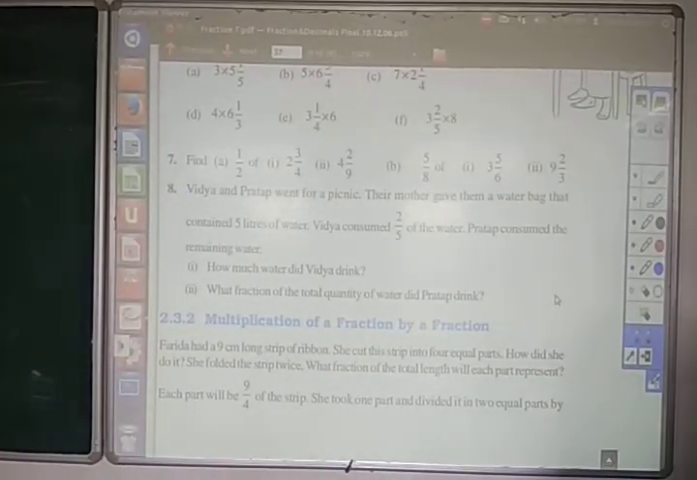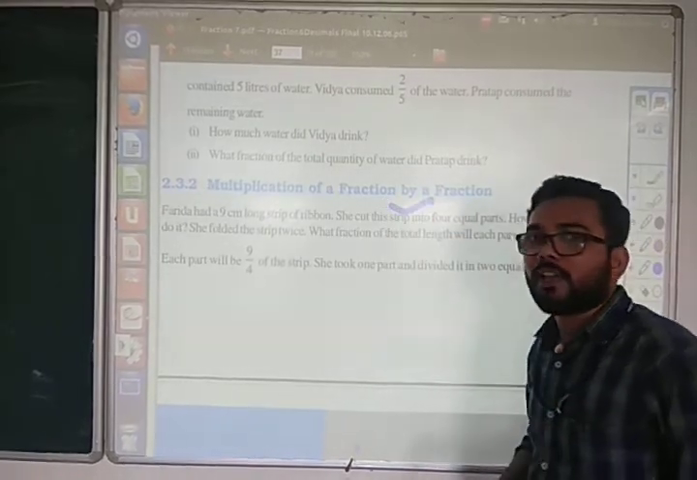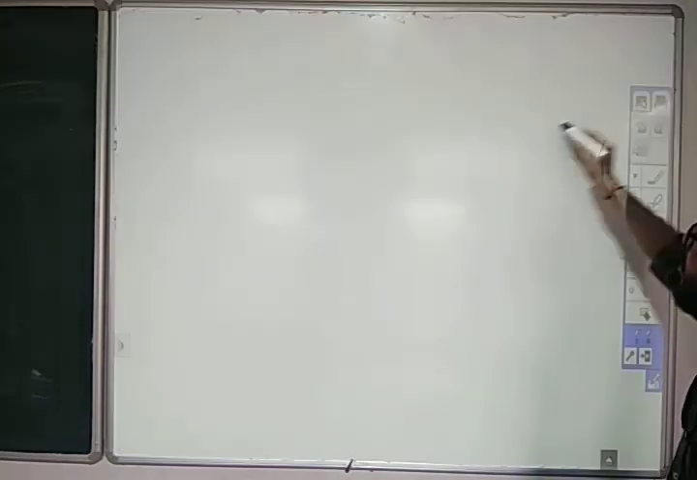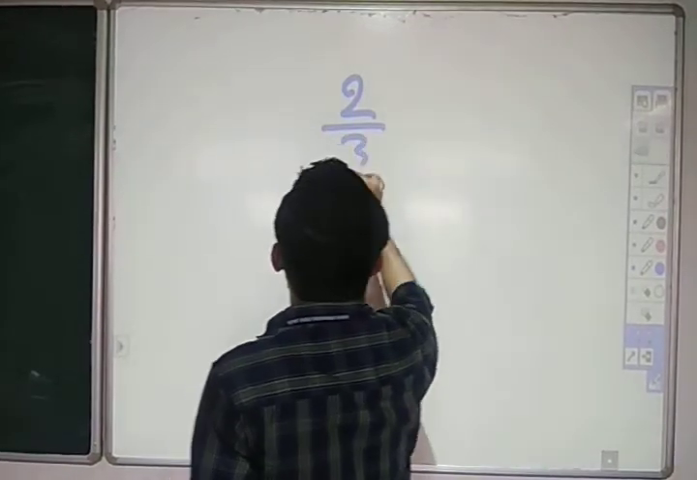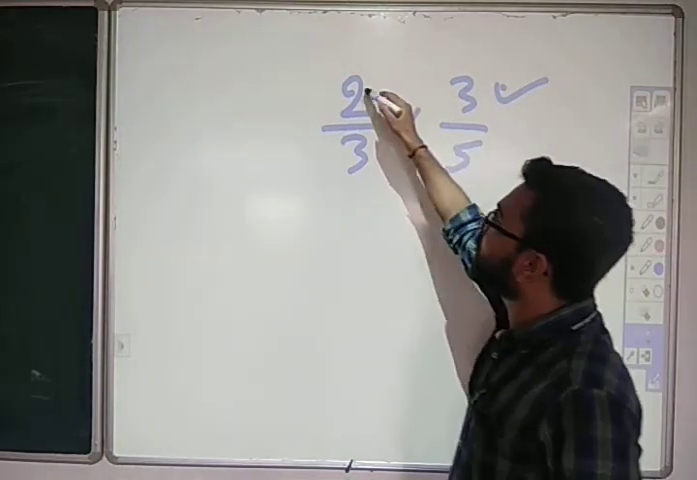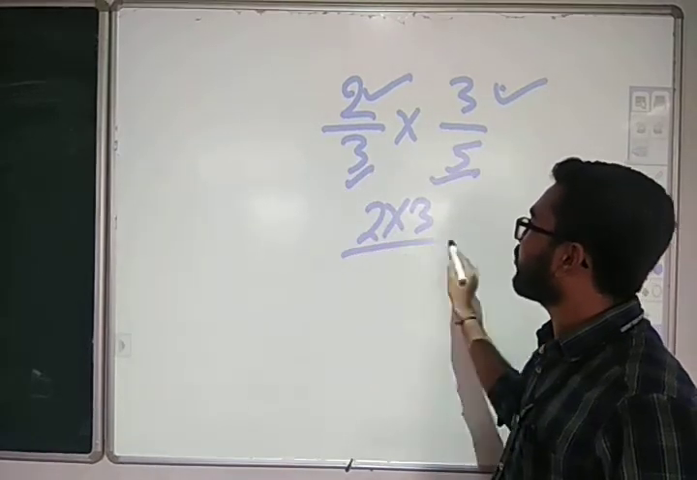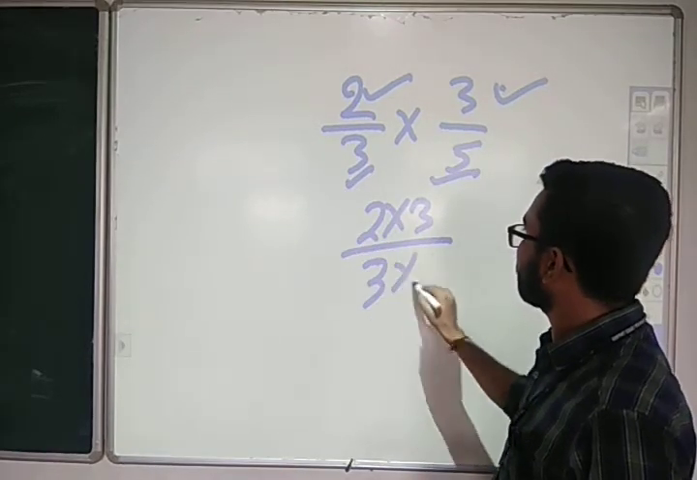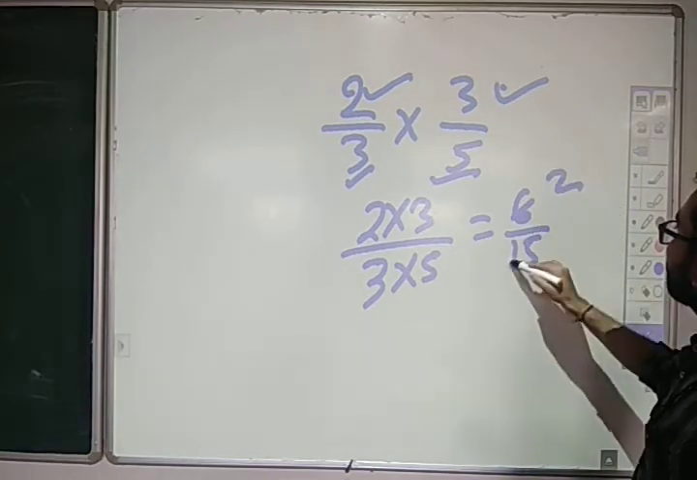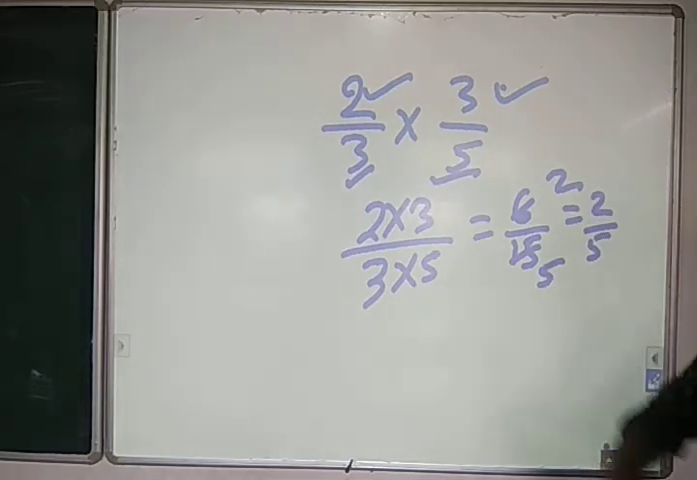Okay. Now in the next exercise we need to learn how we will multiply a fraction with a fraction. As I told you a few minutes before, when you multiply a fraction with a fraction, you just multiply numerator with numerator, 2 into 3, and denominator with denominator, 3 into 5. So 2 into 3 is 6 and 3 into 5 is 15. So 2 upon 5 will be the answer.